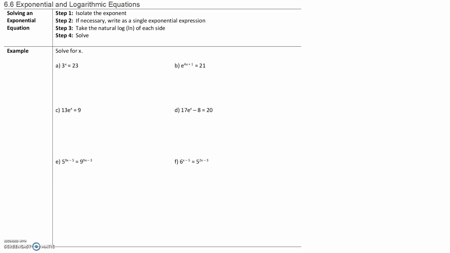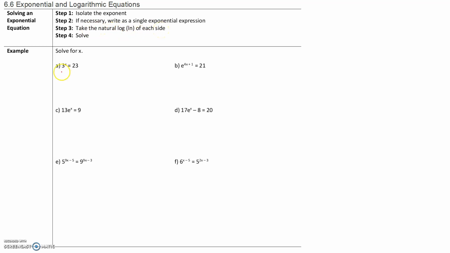example. Part A, 3 to the x equals 23, and we want to solve for x. So step 1 says isolate the exponent, which it's already isolated. Step 2, if necessary, write as a single exponential expression. So the exponent has to be written using one base and as a single expression, which it's already done. Step 3, take the natural log of each side.